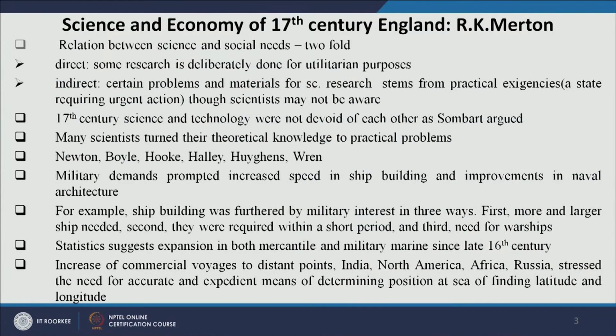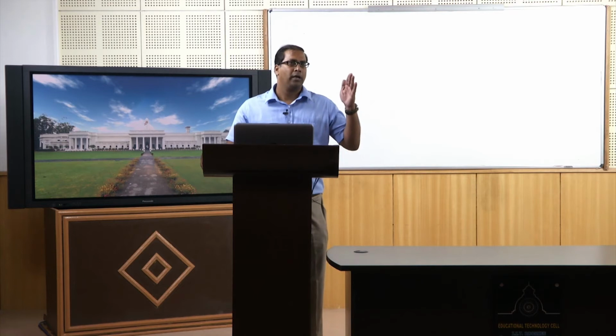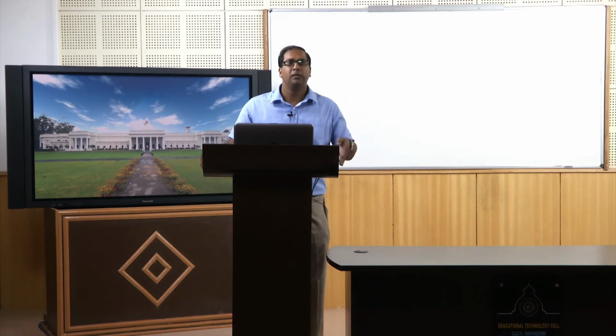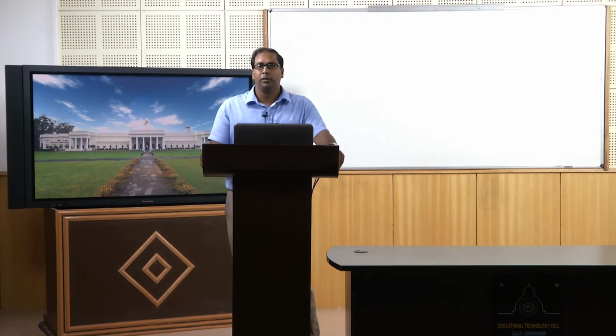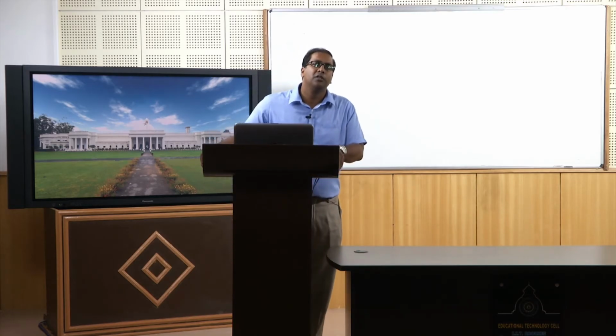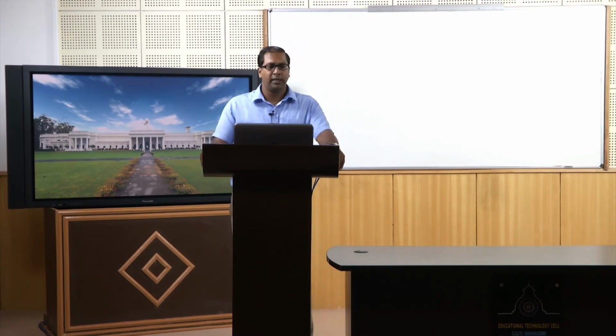So, in that context, Robert Merton says the relationship between science and social needs is twofold. One is direct, one is indirect. The direct is that some research is deliberately done for utilitarian, practical purposes. You take up research in order to solve a practical problem. For instance, we want better, bigger ships to be built, we need to do some research in the field of hydrodynamics, right? That is a direct thing.